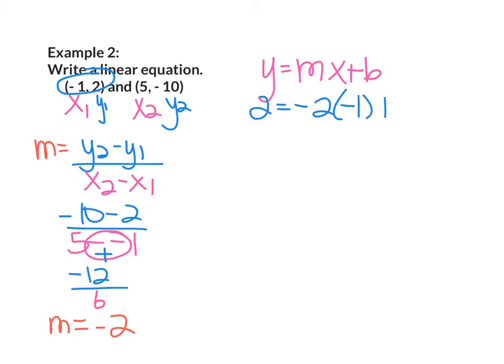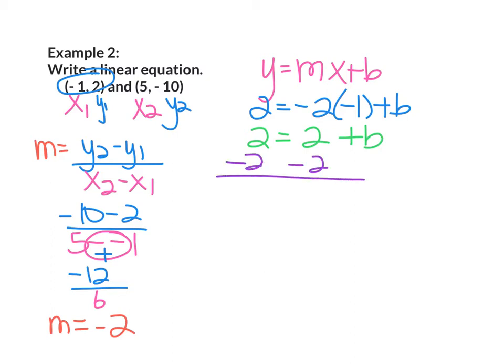Bring down b. Bring down 2. Negative 2 times a negative 1 gives me a positive 2. Bring down b. Now I'm going to subtract 2 from both sides so I can isolate b. This will cancel out. Bring down b. 2 minus 2 is 0. So now I need my equation in slope-intercept form, y equals mx plus b.